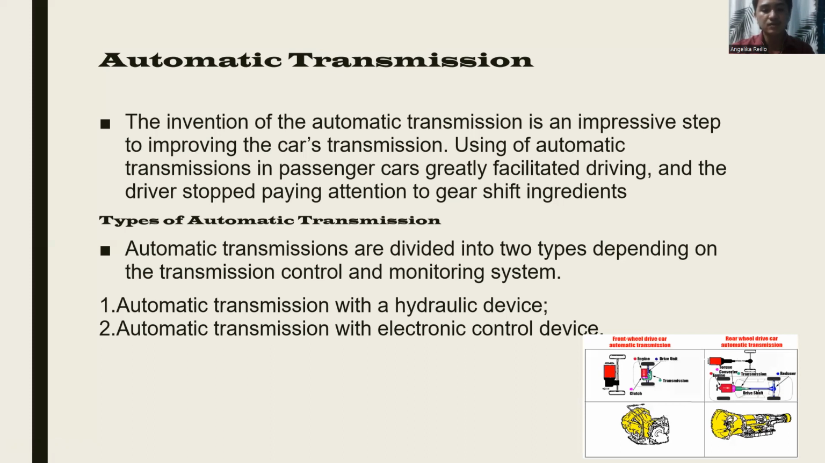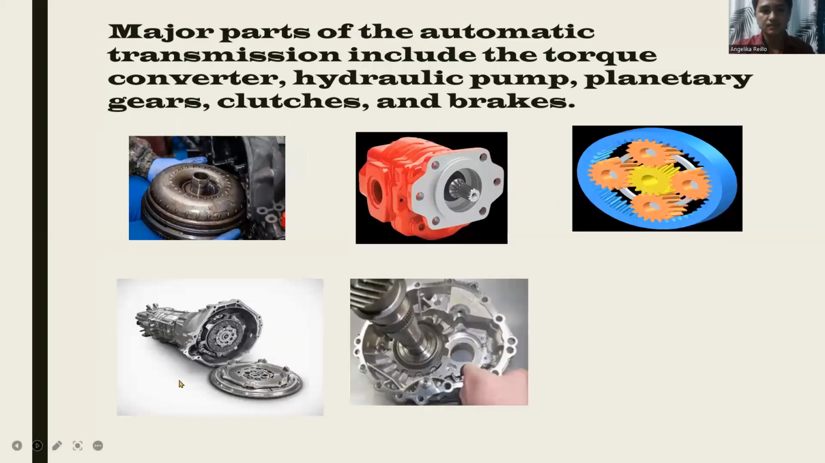The principles of operation of automatic transmission are almost the same. To perform its function, the automatic transmission is equipped with a torque converter, a mechanism for selecting a driver mode, and a control and monitoring unit. Major parts of automatic transmission include the torque converter, hydraulic pump, planetary gears, clutches, and brakes.